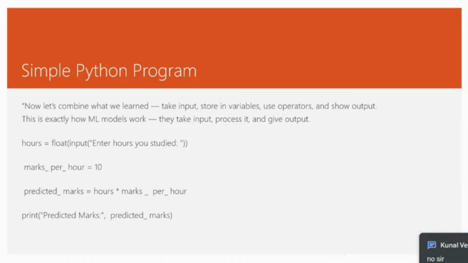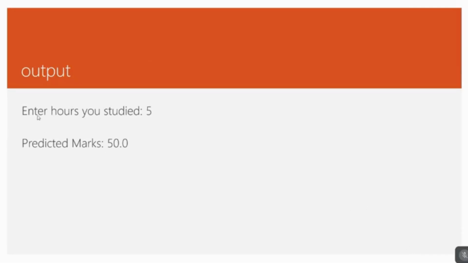So after running this program in VS Code, you get output like this. Enter hours you studied. Like I enter 5. Then predicted marks is 50. It gives me that.